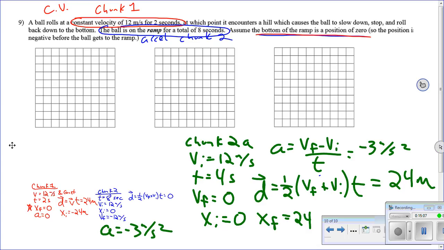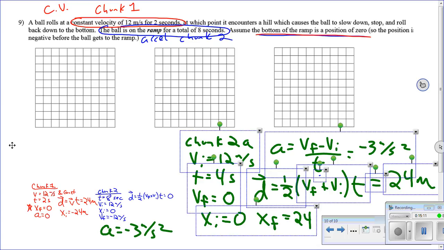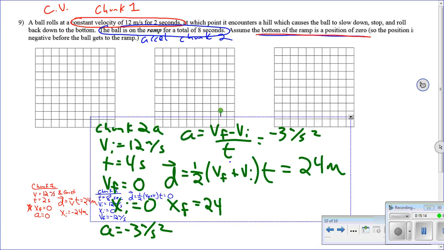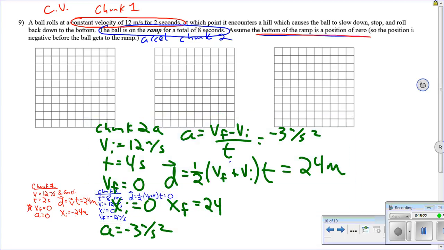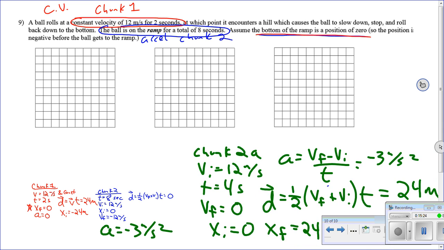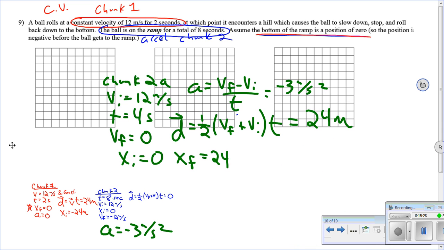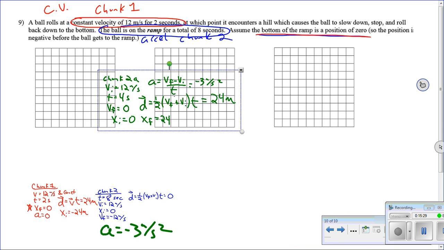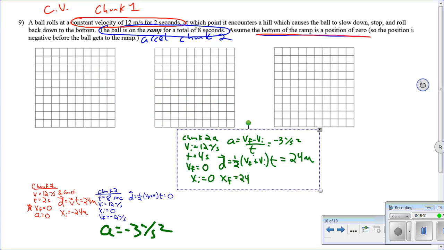So let's do it. Let me clear up my board here. Oh no. No, well, darn it. There we go. That was a lot of work.